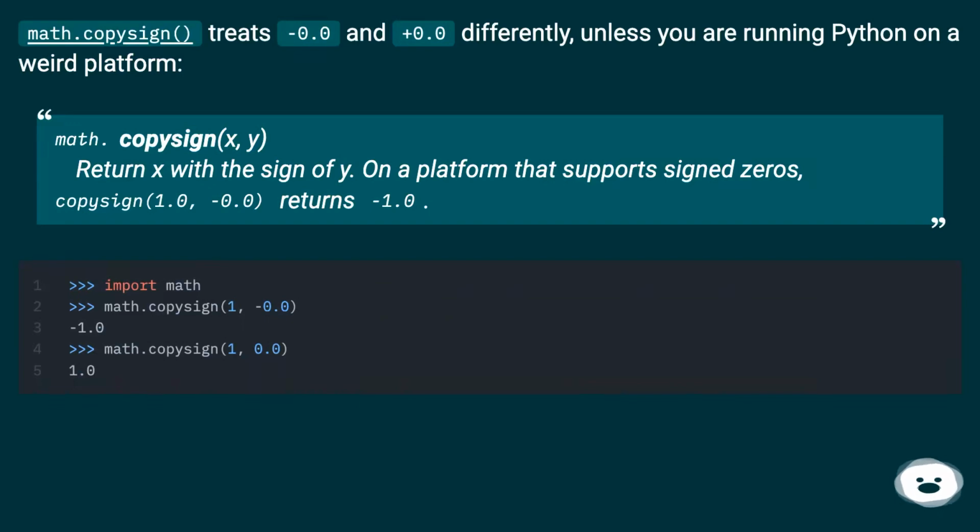math.copysign treats -0.0 and +0.0 differently, unless you are running Python on a weird platform. math.copysign(x, y) returns x with the sign of y. On a platform that supports signed zeros, copysign(1.0, -0.0) returns -1.0.